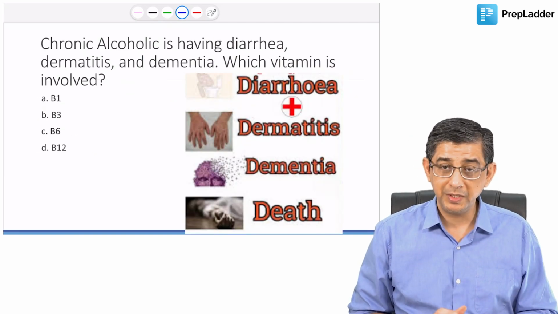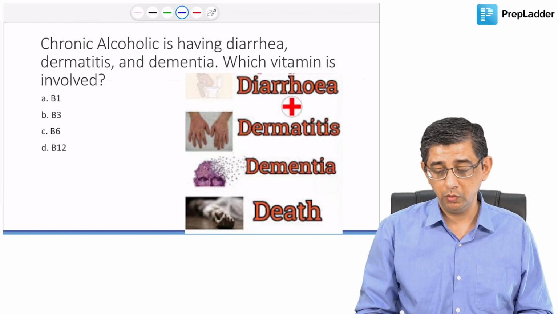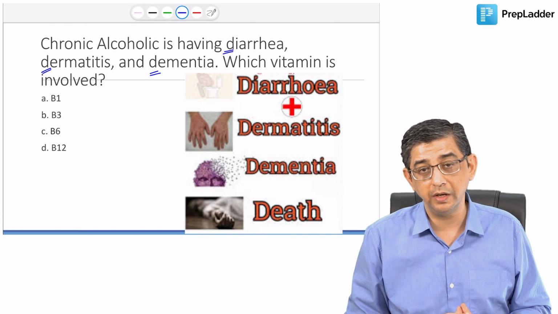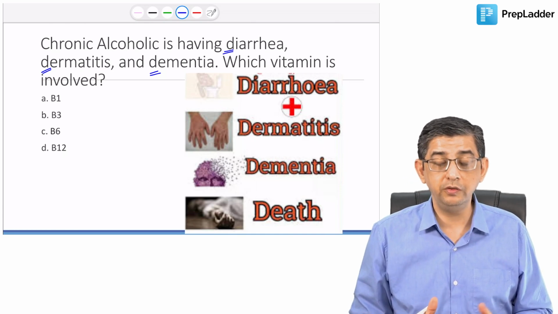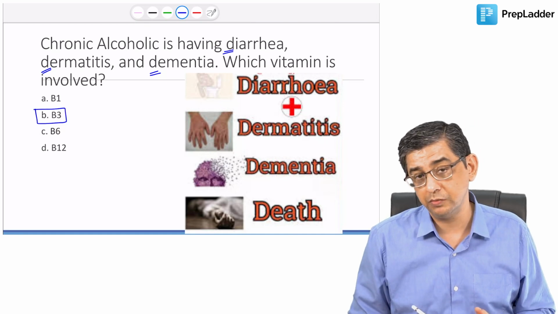The next one was a piece of cake. It talked about an alcoholic having diarrhea, dermatitis, and dementia. So you obviously know about the 4 Ds. The fourth D would be death, which is obviously not mentioned here. But if you incorporate the 3 Ds in an alcoholic, this would tell about niacin deficiency. The answer to this question would be option number B.